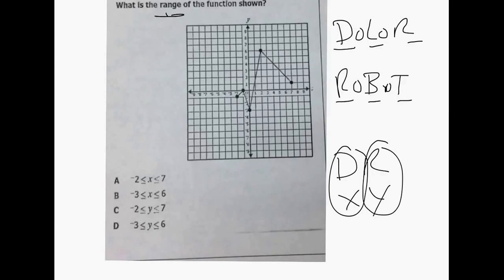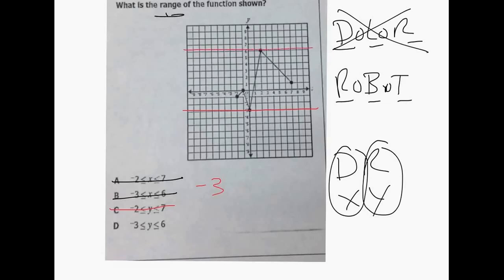Since this is about range, I can go ahead and get rid of both of these that have x's in them. I'm not going to be focused on left to right, I'm going to be focused on bottom to top. So the lowest part that this graph goes is right here, which is negative 3. And at that point, I'm probably done with the problem because D is the only one with negative 3. I'll double check just to make sure.